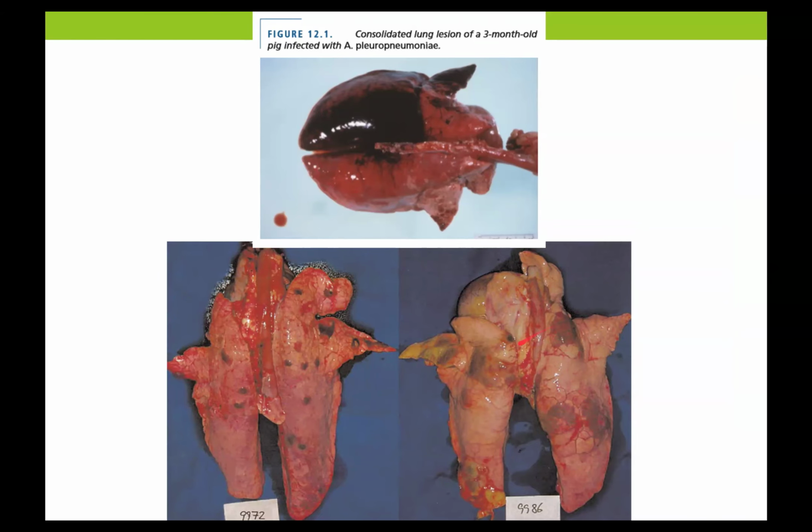So when you say consolidation, what do you think is the meaning of that? Lung consolidation. What is the meaning of that? So you notice the lungs have patterns, right? Depending on the bacteria affecting it. So, what do you think is lung consolidation? Anyone in the chat?